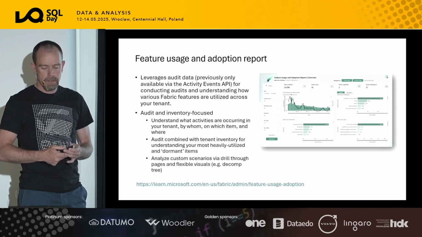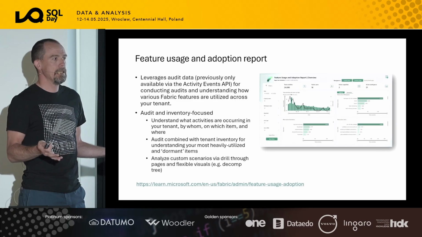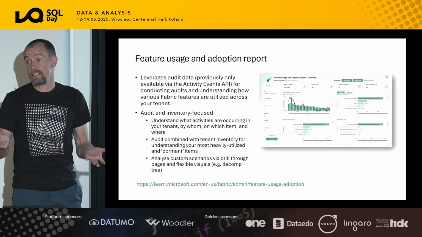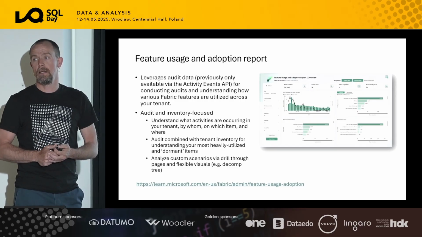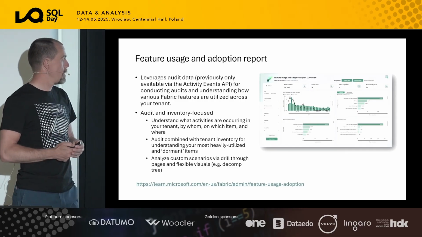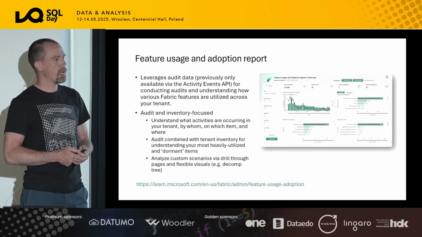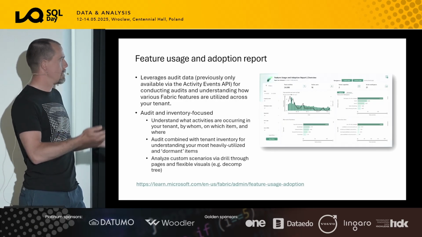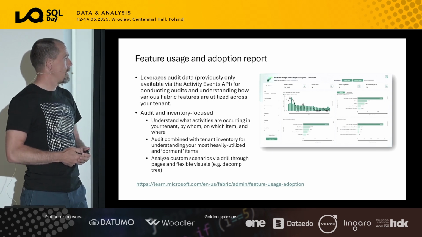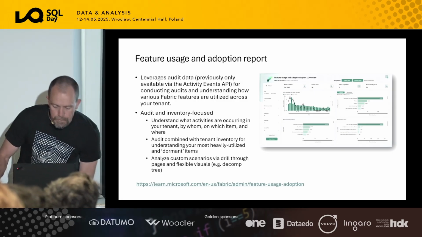For instance, we have this feature usage and adoption. So this is really nice to go in and see who is actually using what, who is creating items, who is actually deleting things in the tenant. And we have the history. Unfortunately, we only have the history for the last 30 days or 28 days. So that is not perfect, but it's a starting point. So we can audit and see the whole inventory. So let me show you that one.